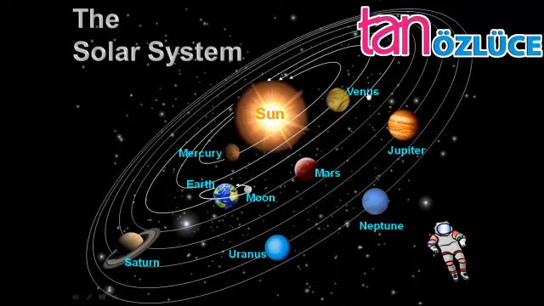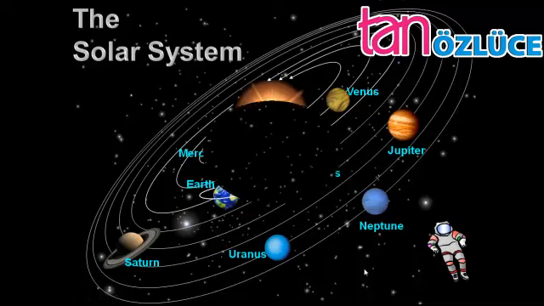Let's listen. Venus, Jupiter, Mars, Neptune, Uranus, Saturn, Mercury. Let's listen to the Sun. Sun, Earth, Moon. And next we will go on. Now we will practice.